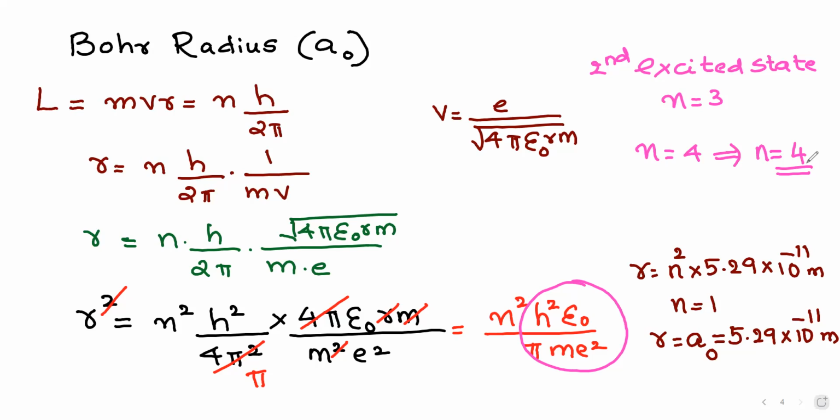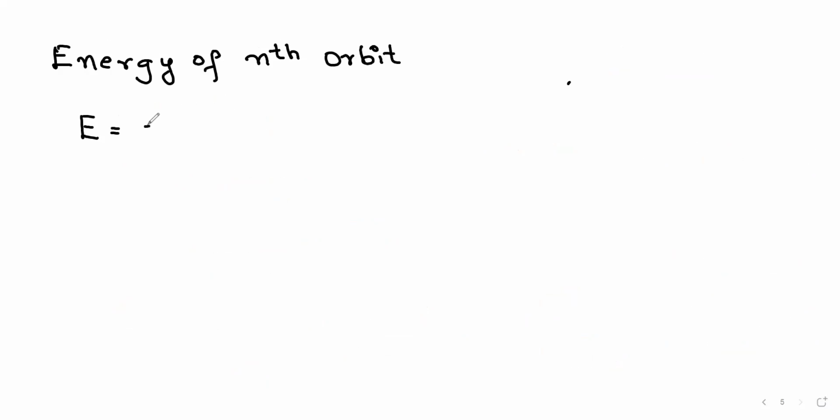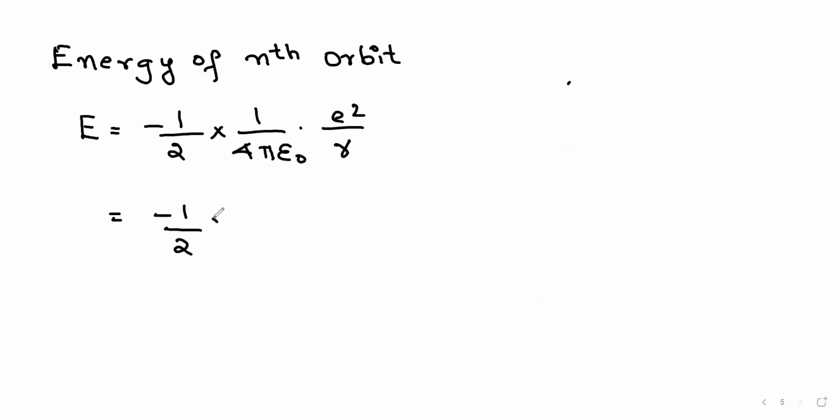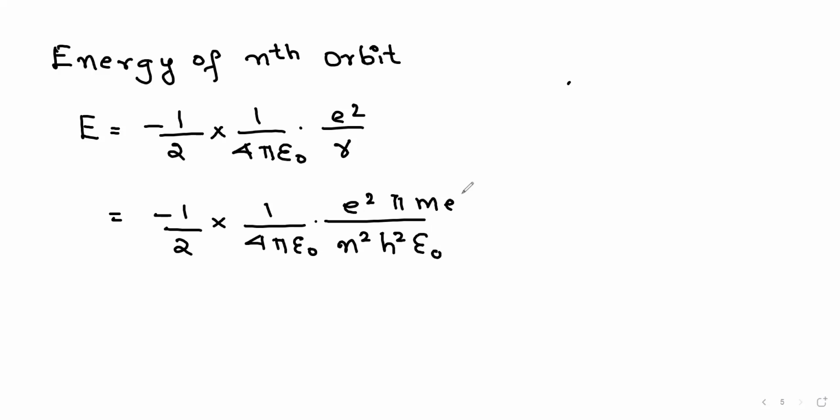Now the third derivation of the chapter is energy, the energy of the nth orbit. To define the energy of the nth orbit, we will write the expression for the total energy. We know that the total energy of the revolving electron was found to be minus half into 1 by 4 pi epsilon 0 e square divided by r. And you know the value of the radius. So minus half into 1 by 4 pi epsilon 0 e square divided by n square h square epsilon 0 by pi m e square.